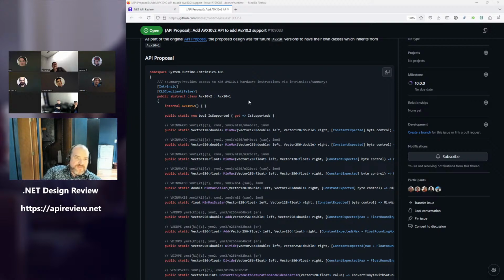Can you remind me why we do inheritance? To avoid you having to ship for all the older instruction sets. Right, so it collapses the supporteds. Yeah, it's to give a clear hierarchy for what the is supported means. So AVX 10 v2 is supported, implies that 10.1 is supported, implies that AVX 2 is supported, etc. And so there's a hierarchy users can understand there.